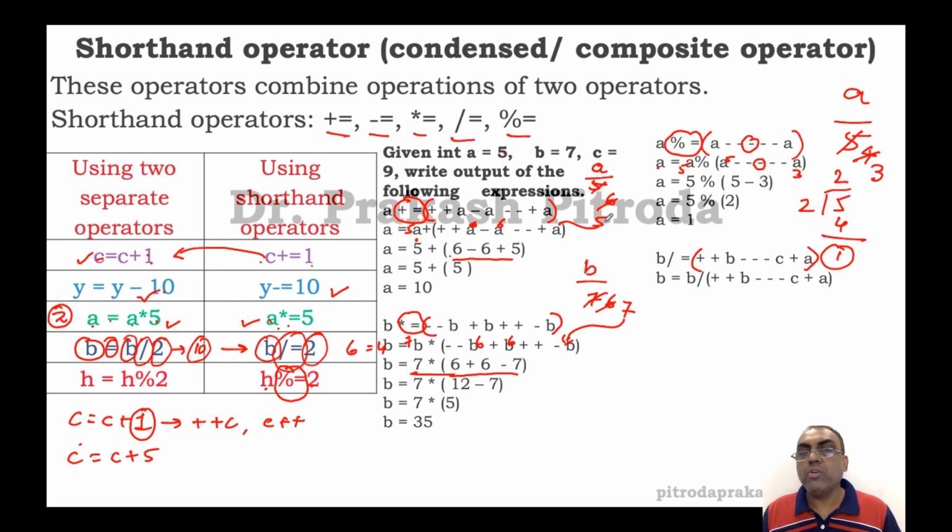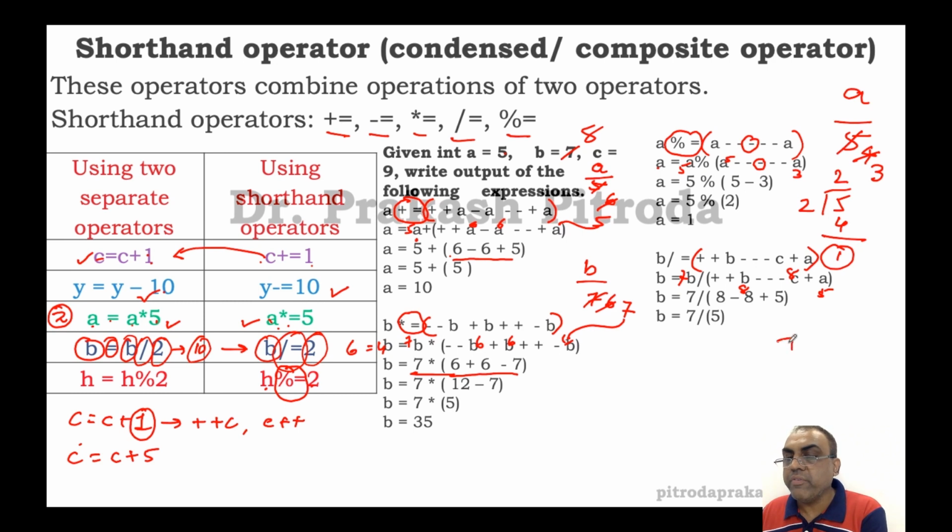So the current value of b is 7. The computer will definitely apply 7 here. Plus plus b will make this 8. 8 will be applied over here. Minus as it is, minus minus c. C value is 9. Minus minus will make that 8 and apply 8 here. Plus as it is, the current value of a is 5. So the computer is going to make 7 divided by 8 minus 8 plus 5. 8 minus 8 is 0, plus 5 is 5, so 7 divided by 5.